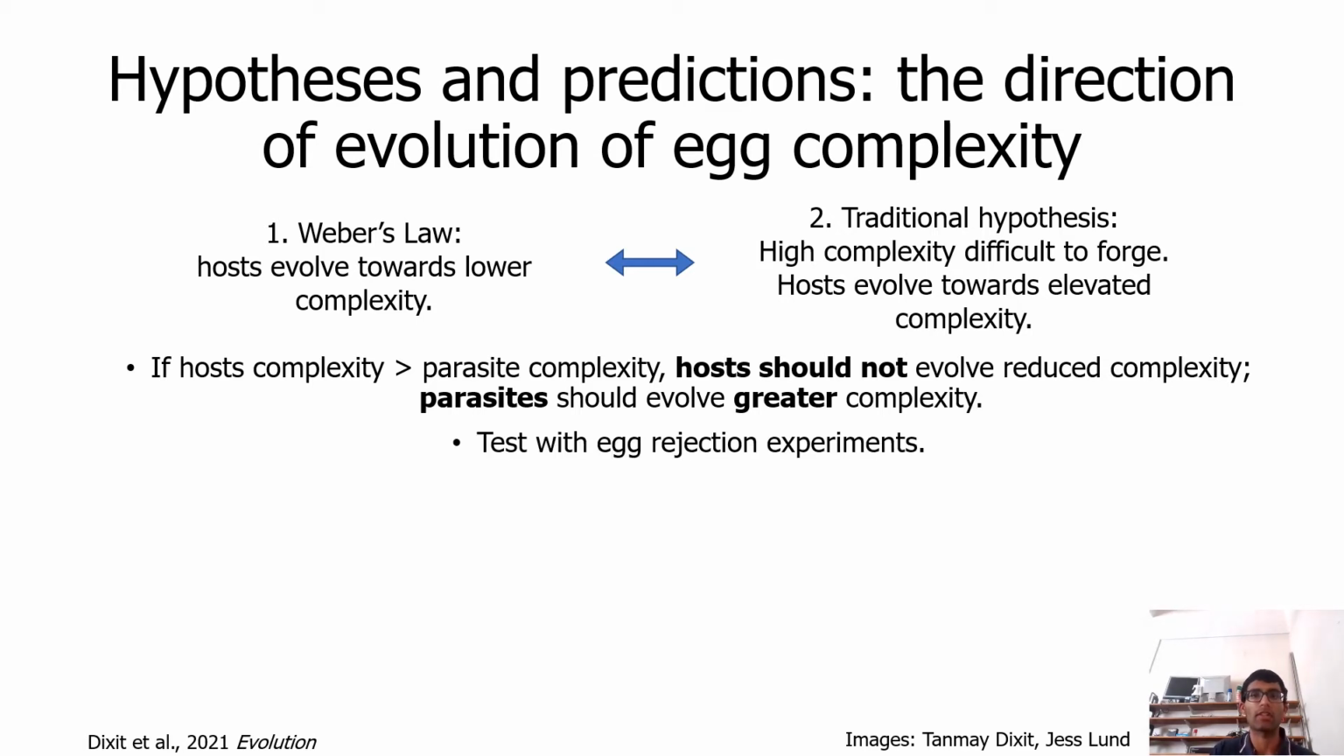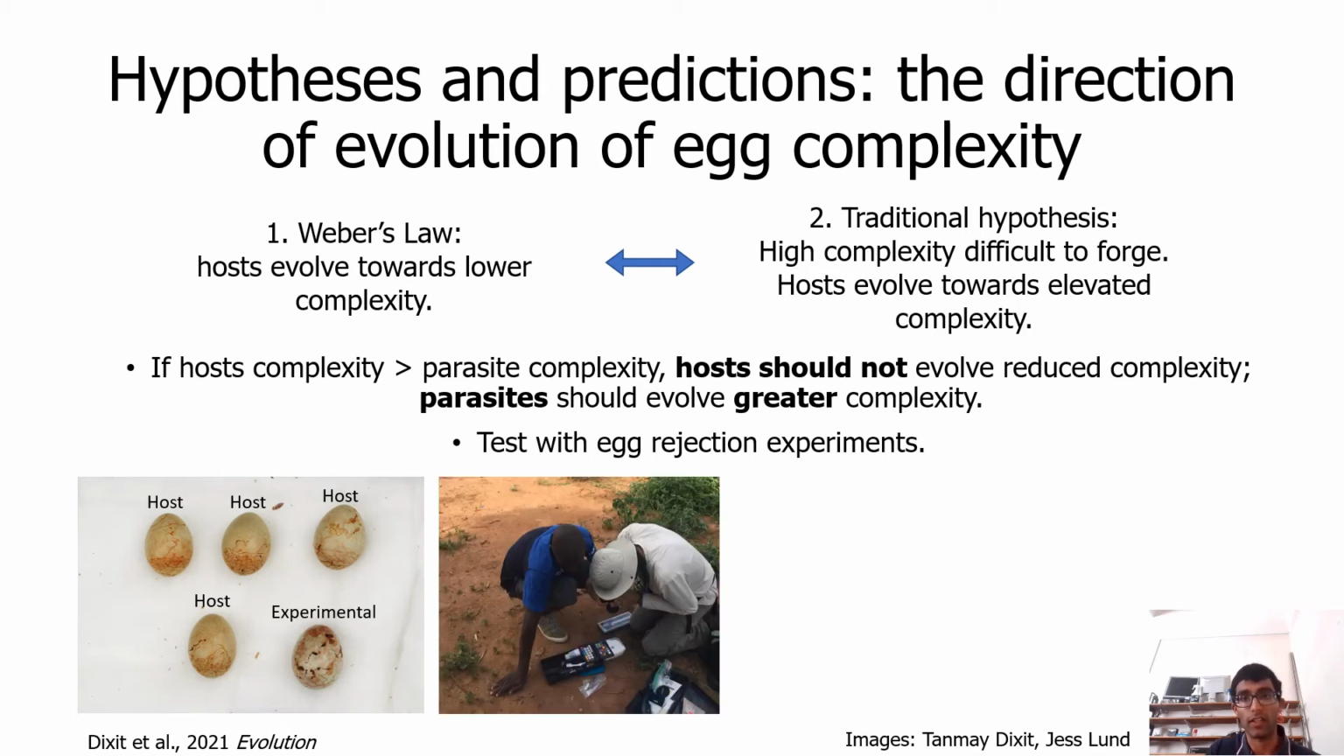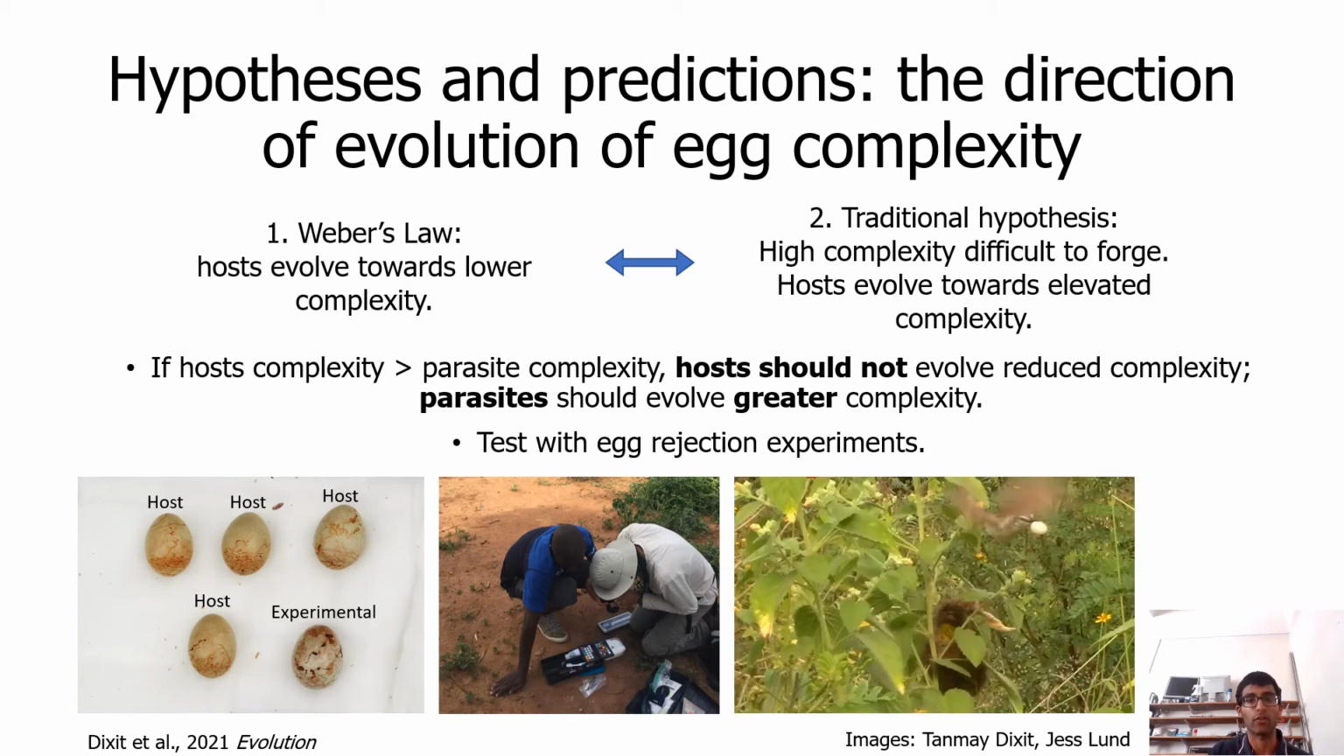So we can test these hypotheses with egg rejection experiments. In the field, I would swap a host egg, in this case from a clutch of 4, for an experimental conspecific egg, the bottom right egg. Then I'd photograph the clutch, and then I'd check whether hosts rejected the experimental egg, as this video graph shows.